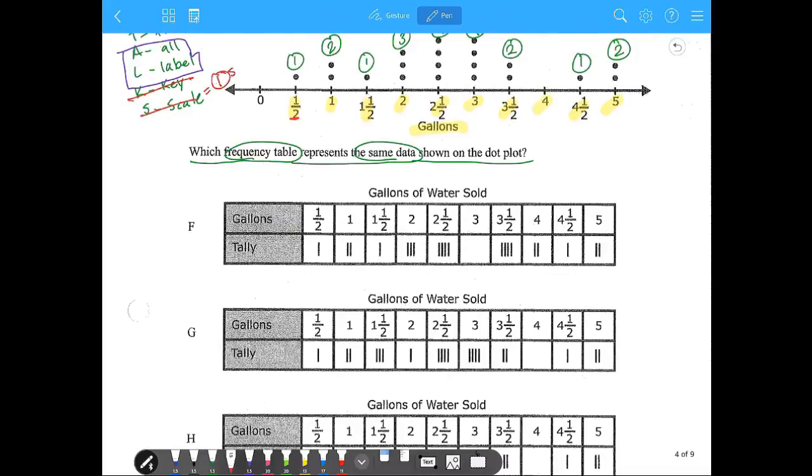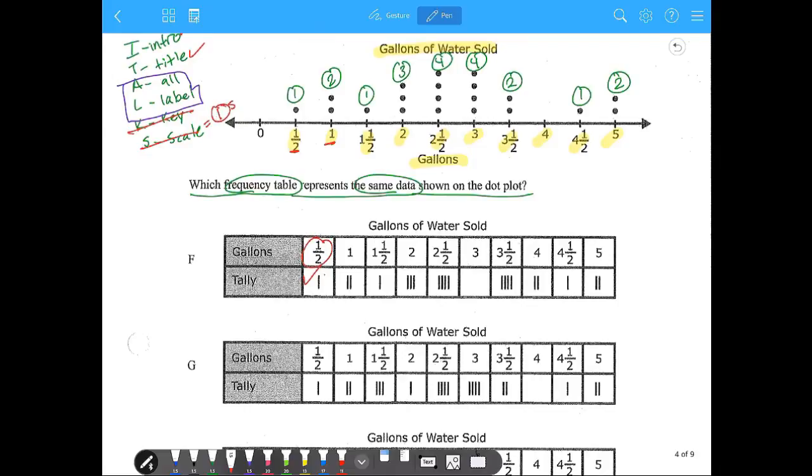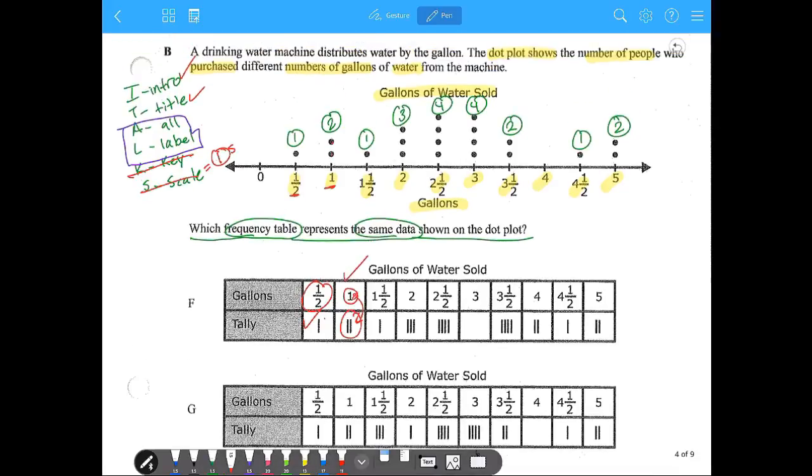So let's look at letter F. 1 half, 1 tally mark. Check. In 1 whole, there should be 2 tally marks. 1 whole, there's 2 tally marks. Check. That one's correct. 1 1/2, there's 1 dot. So there should be 1 stick. Check. So far, so good.